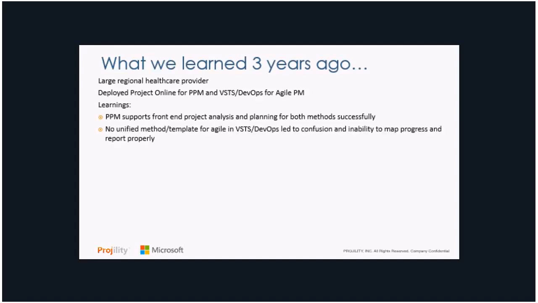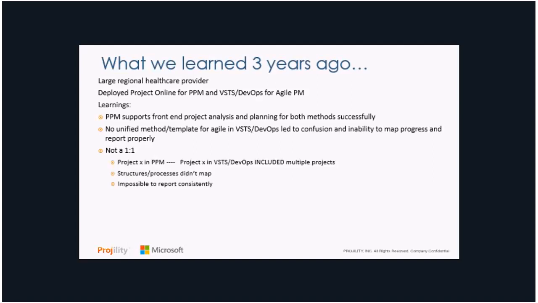One of the challenges we ran into is they had set up DevOps or VSTS before they set up PPM, and they decided not to really have a unified methodology for how they did it. They left it up to every development team to come up with their strategy for how they were going to manage their projects. And what this led to is no single set of templates and no methodology in VSTS, which led to confusion, led to inconsistent data, and it led to the inability to map progress in VSTS over to what was in Project and the templates that were there.